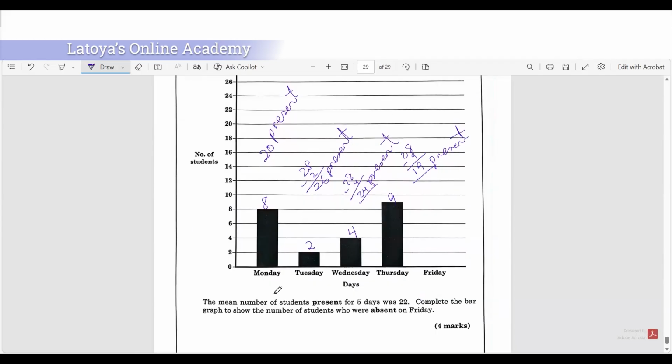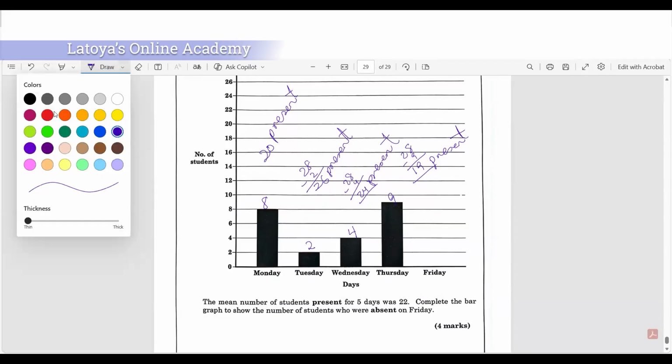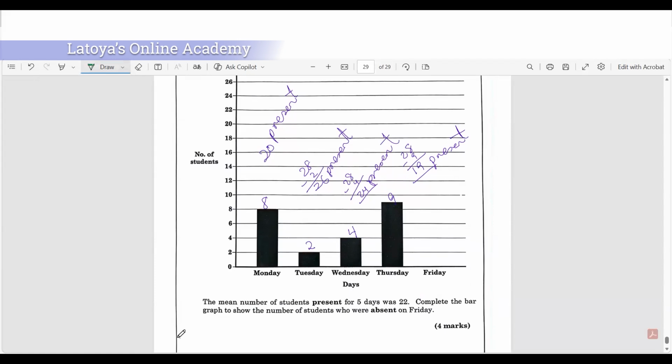Now that we understand the graph, let's go back to the question. The question is telling us the mean number of students present for 5 days is 22. Now, what I said about the mean question earlier in section 2, what do I encourage my students to do? Once you get a mean question, set it up. Remember what you learned.